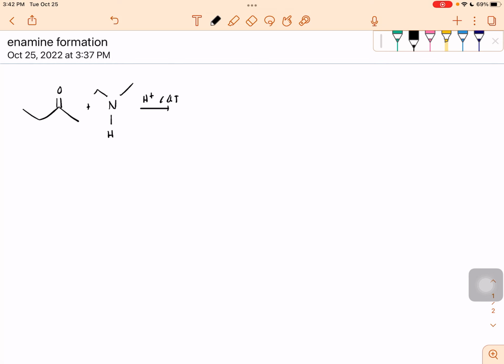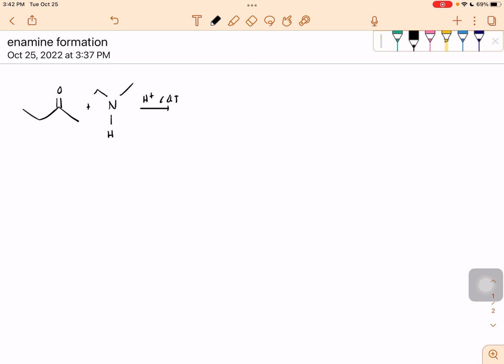Hi everyone, so in this video I'm going to be showing the mechanism for enamine formation. An enamine is different from an imine because in order to make an imine, like in the last videos, we started with a primary amine. But forming an enamine, we're starting with a secondary amine.